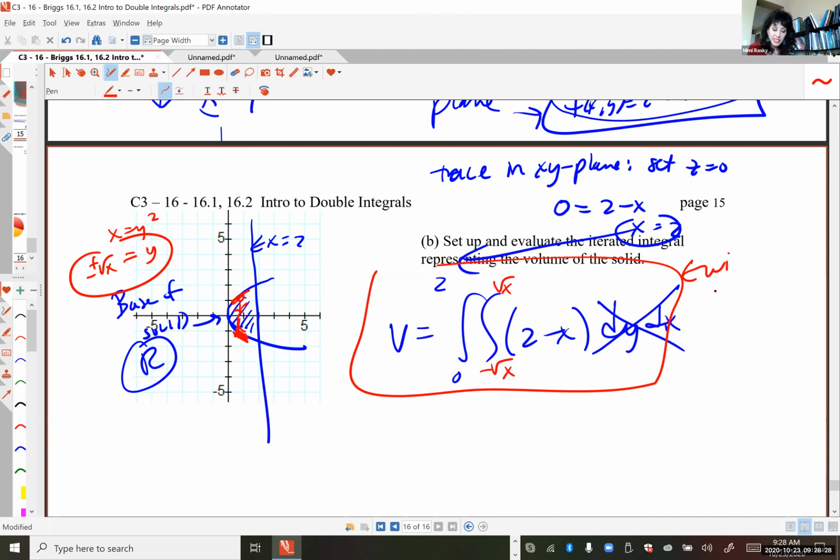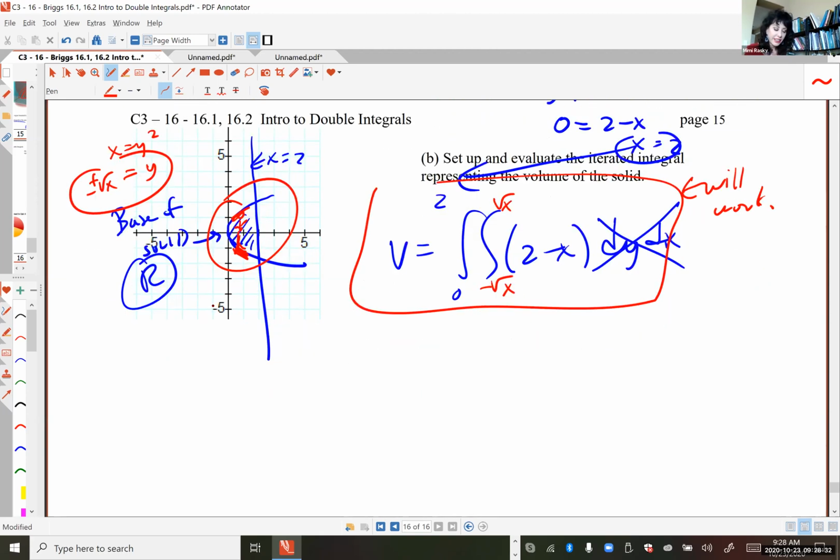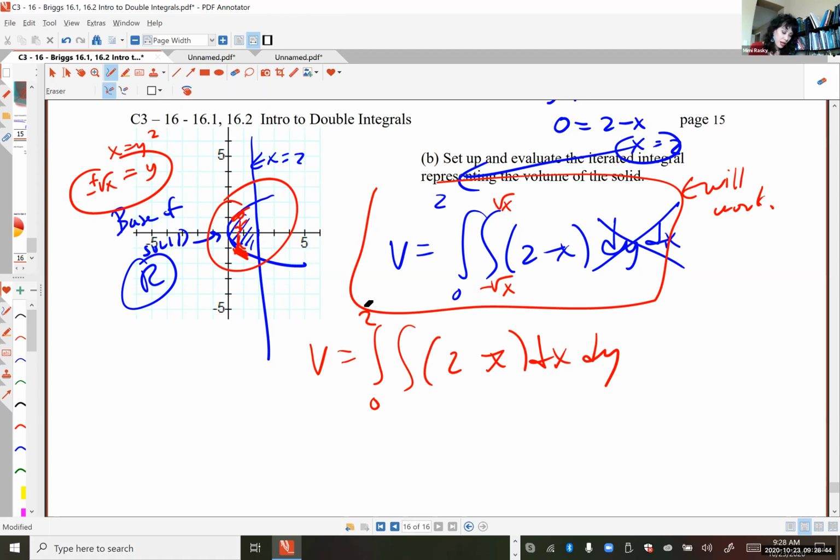And this will work. Go for it. And it's not too hard to integrate. But usually when I have regions like that, it's typically easier to iterate it using the other order of integration. I'm just saying, you don't have to. So here, what is y doing though? This is a little bit trickier.